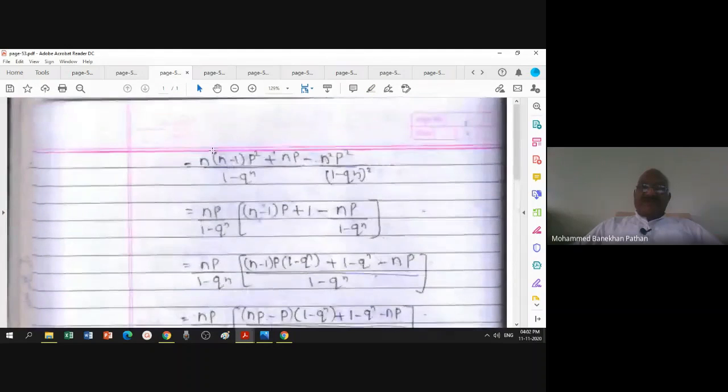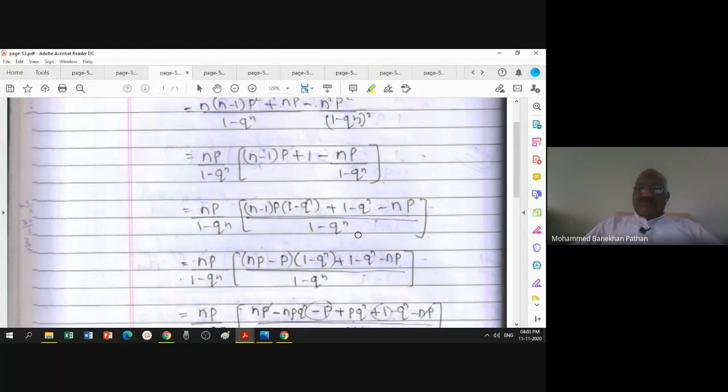So what is that? I took the square inside the bracket: n square p square, 1 minus q raised to n power 2. Now from here and here, np is common. Here np, here np, here also np. So take it common. Here 1 minus q raised to n, 1 minus q raised to n power 2. So one bracket is taken out. So what remains? n minus 1 p. This is taken out, so 1 remains. This is a square, 1 is out, so np remains. From this, 1 bracket out, so 1 bracket remains there.